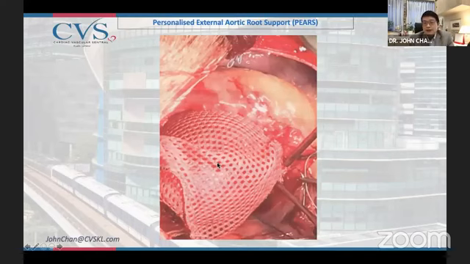It still needs open surgery, but it doesn't need to resect the aorta and replace it with another aorta. It just involves wrapping this strong material around the aortic root to strengthen it.